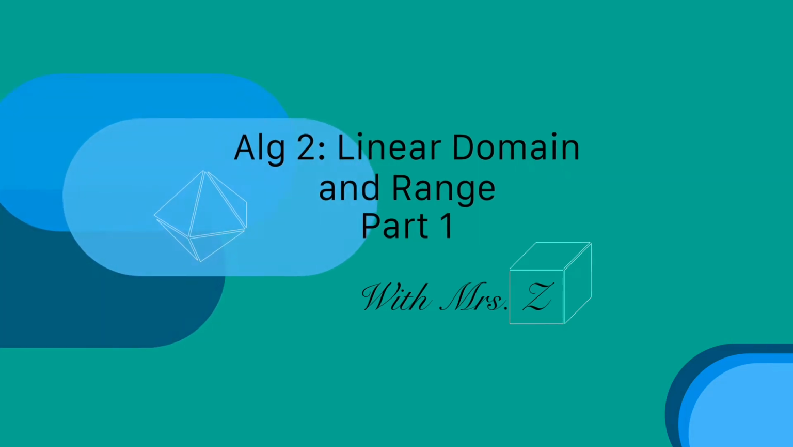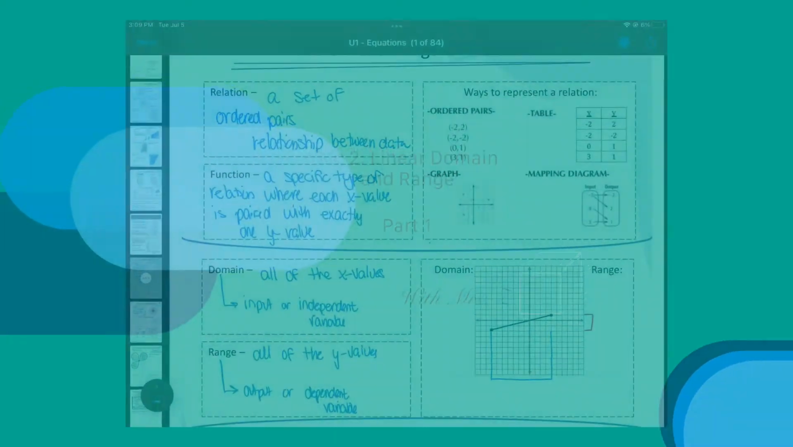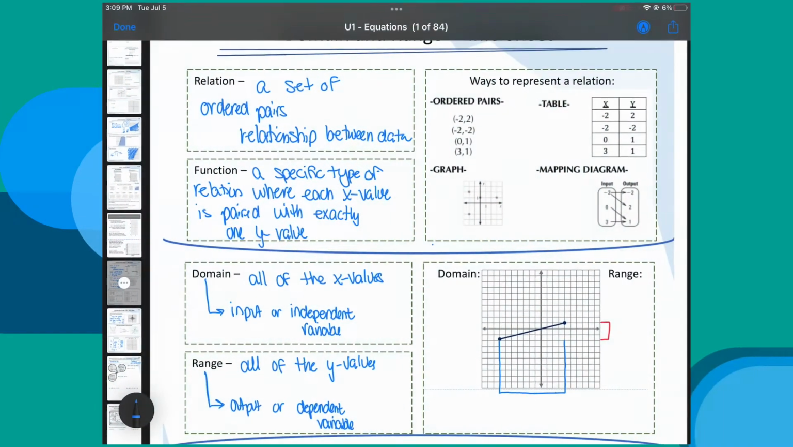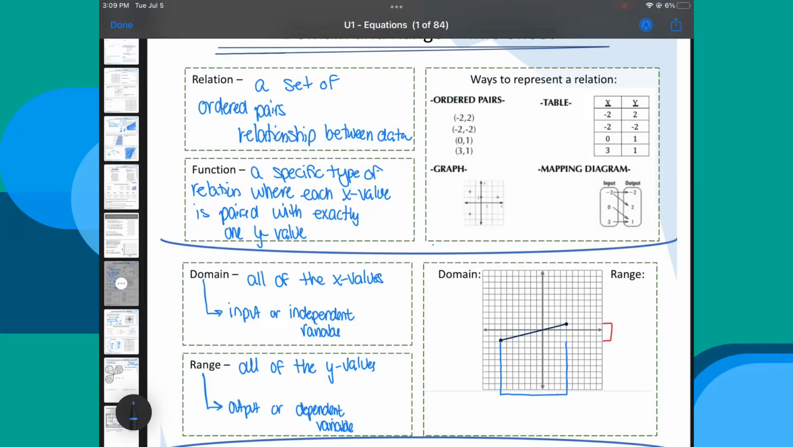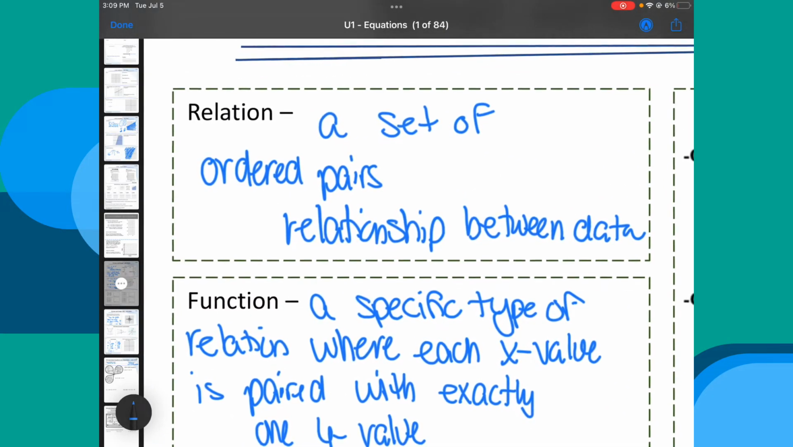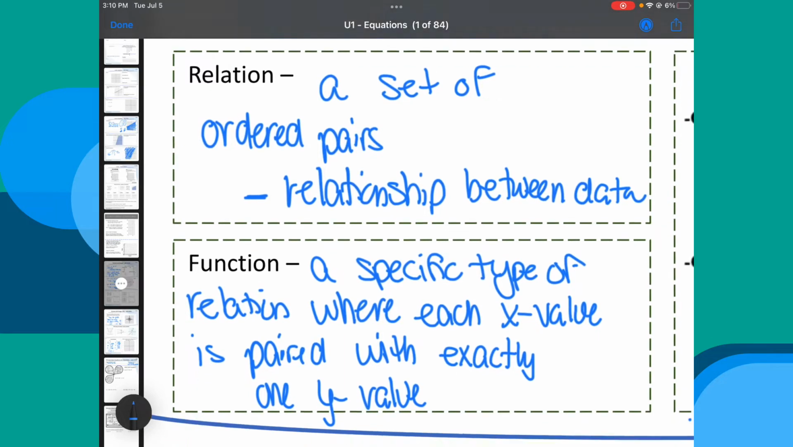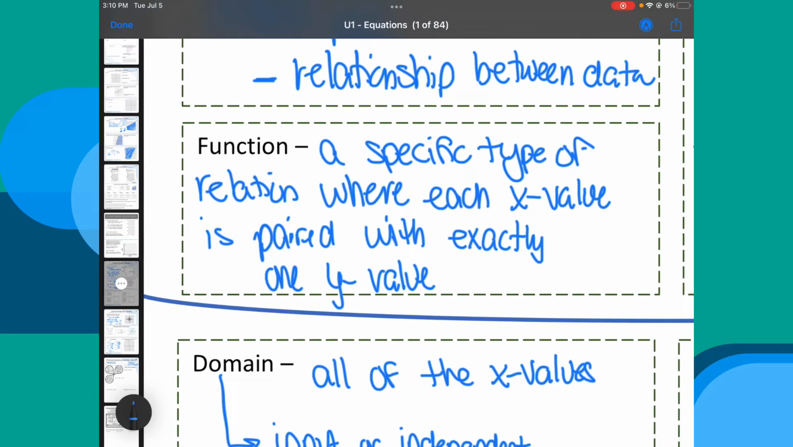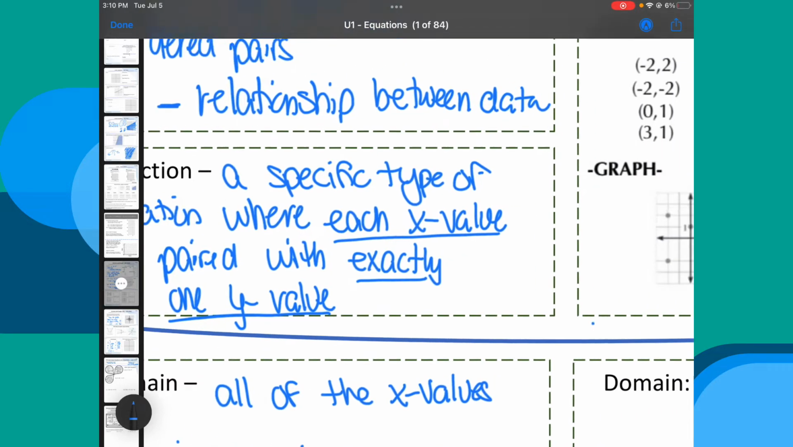Let's talk about domain and range of a function. What's a relation? A relation is a set of ordered pairs. It's just a relationship between two sets of data. More specifically, though, we have functions. And functions are where each x is paired with exactly one y value. When x is paired with more than one y, it's a relation. When it's paired with only one y, then it's a function.